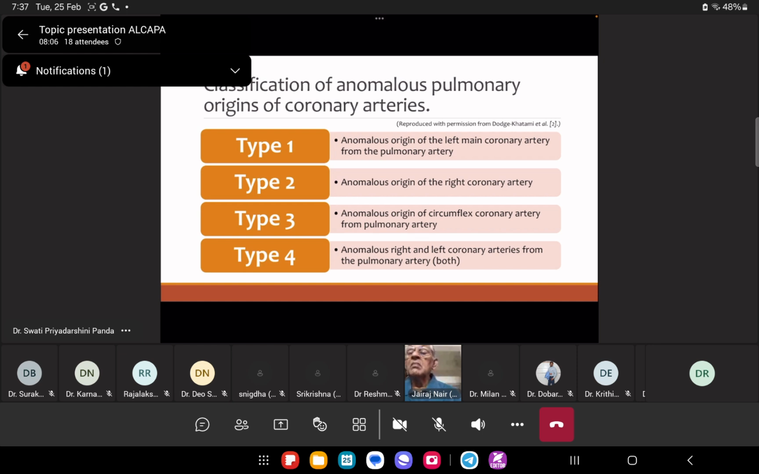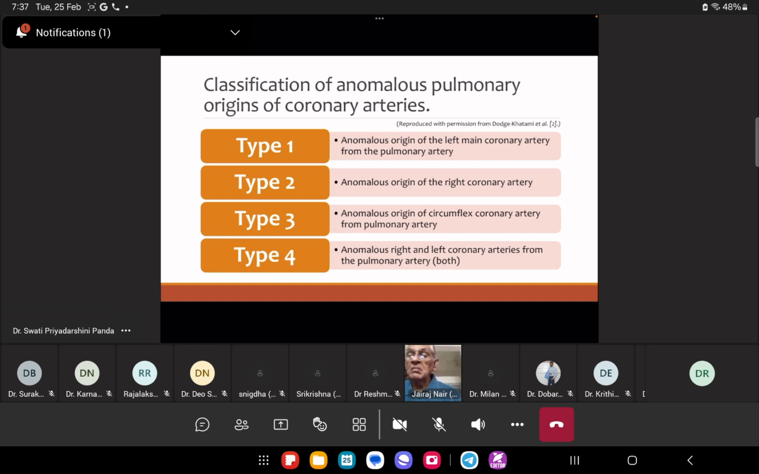Classification of anomalous pulmonary origins of coronary arteries. There are 4 types. Type 1 is anomalous origin of the left main coronary artery from the pulmonary artery. Type 2 is anomalous origin of the right coronary artery. Type 3 is anomalous origin of the circumflex artery from the pulmonary artery. And type 4 is anomalous right and left coronary arteries, both from the pulmonary artery.